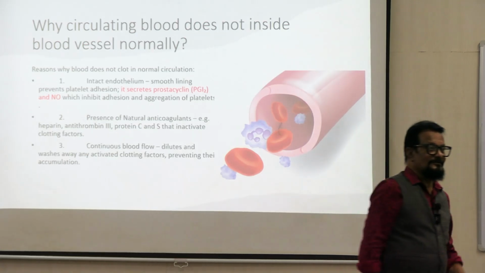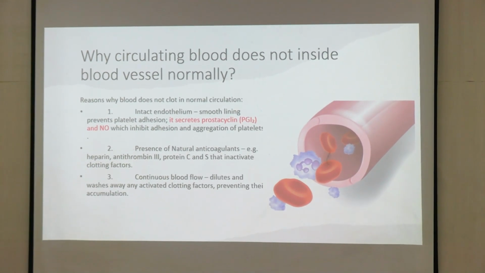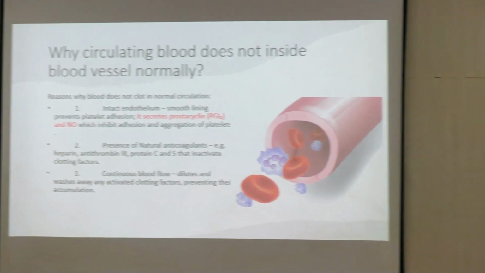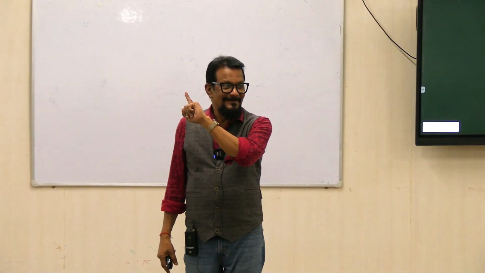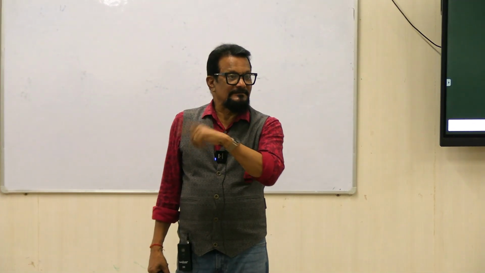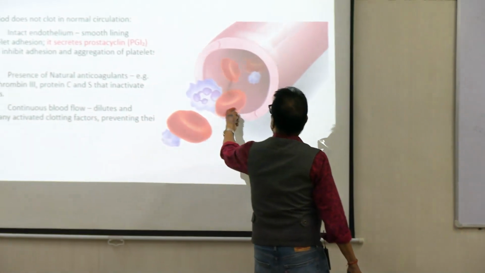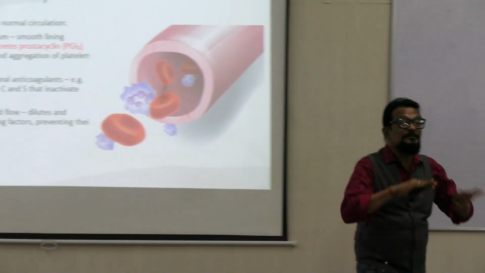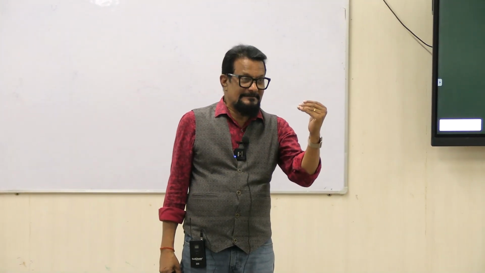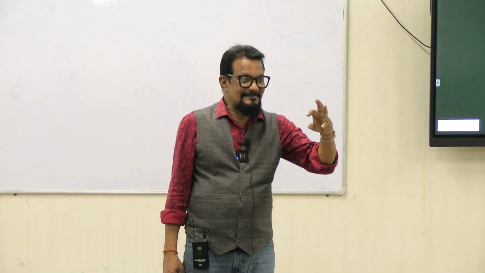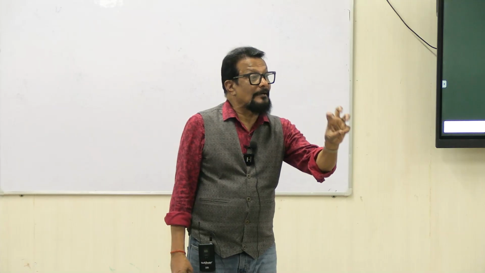Circulating blood doesn't clot. Why? There are three important reasons for this, remember all those points. Today I will ask in small group discussions. The inner lining of the blood vessel is smooth, and this smooth lining prevents activation, adhesion and aggregation of platelets, which are needed for blood coagulation.